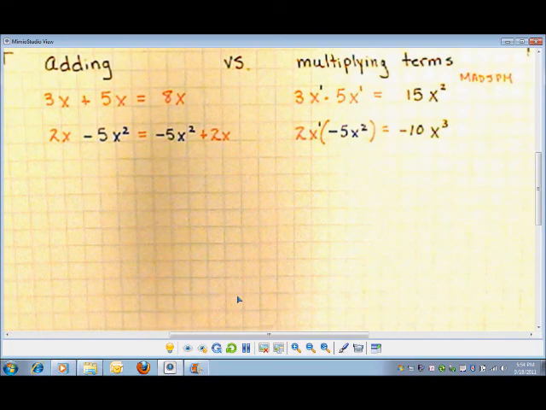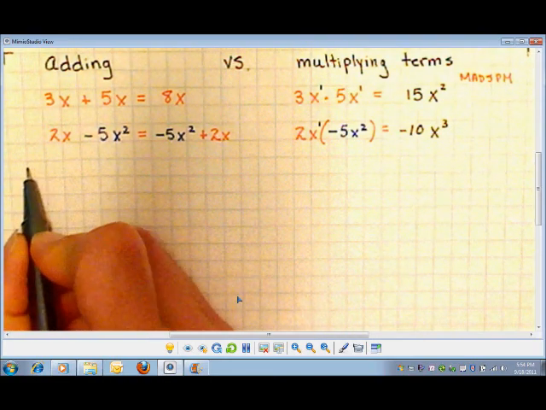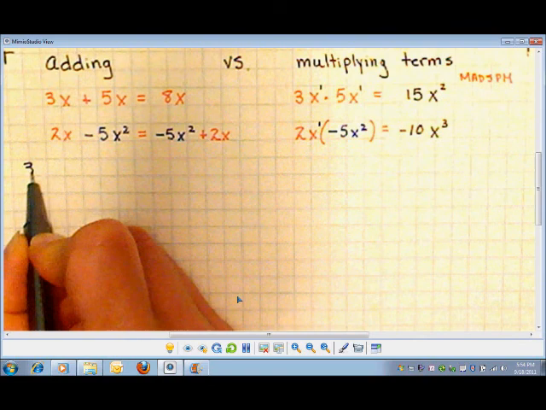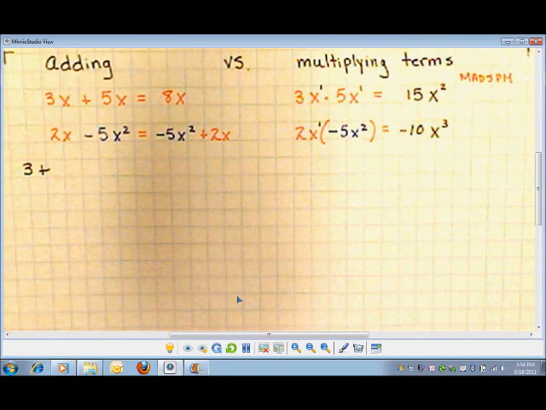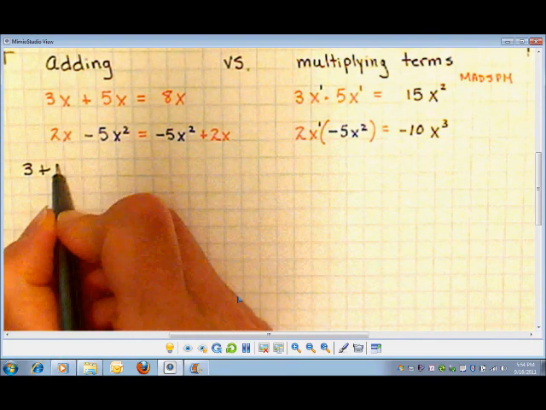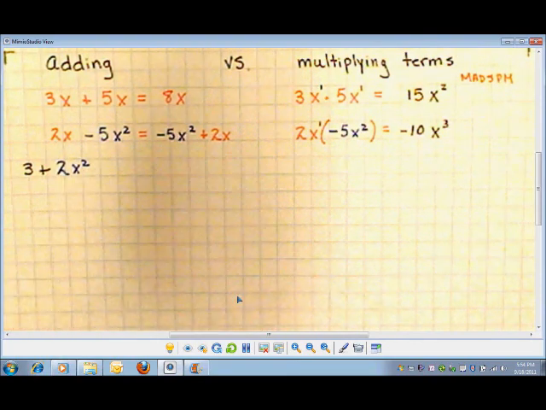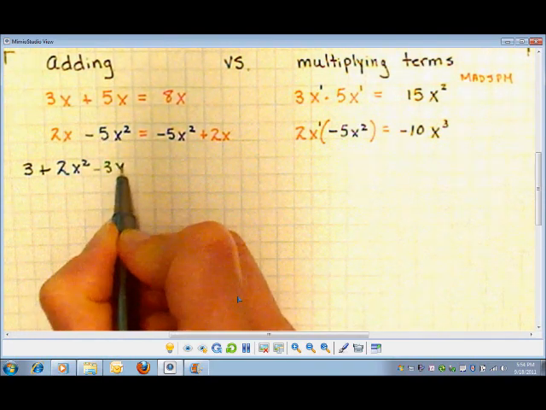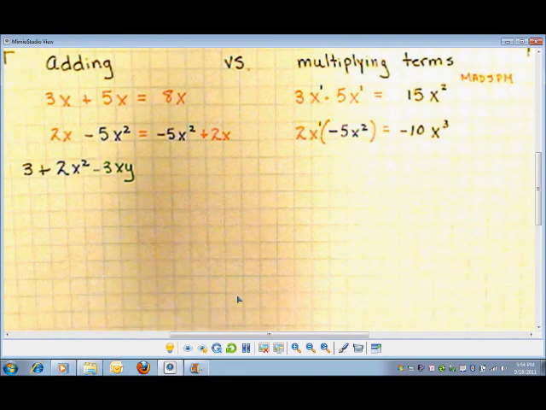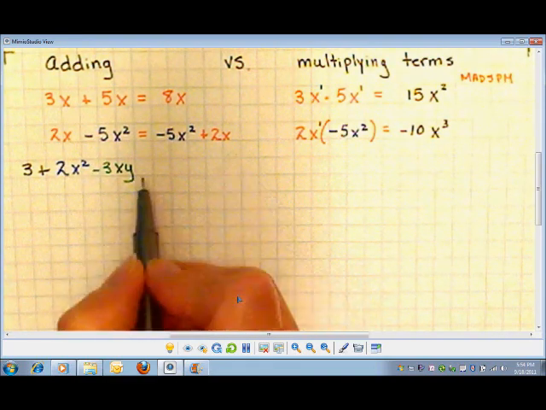Let's do another one. Let's say I have a constant term this time. I have 3 plus 2x squared minus 3xy. Well, clearly, I don't have any like terms in there at all.